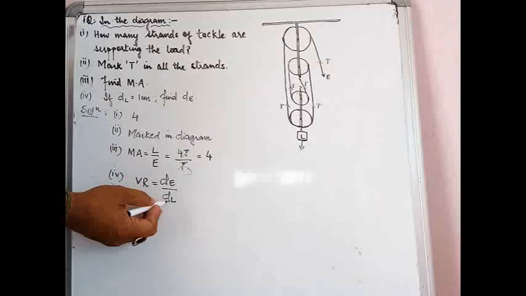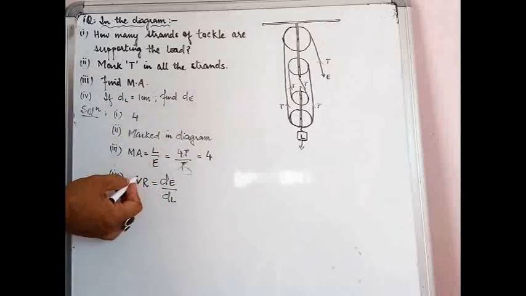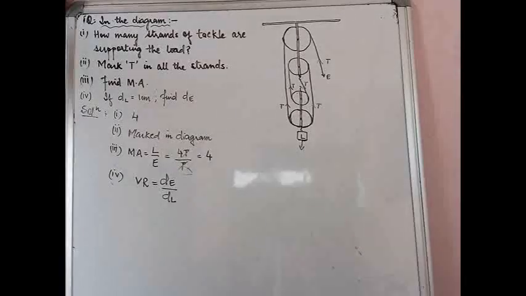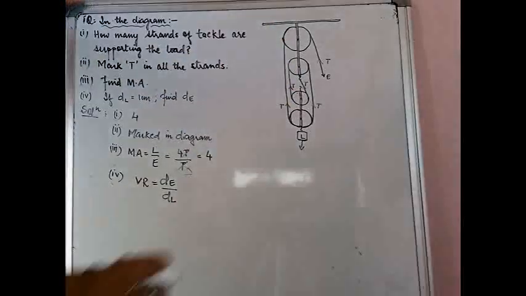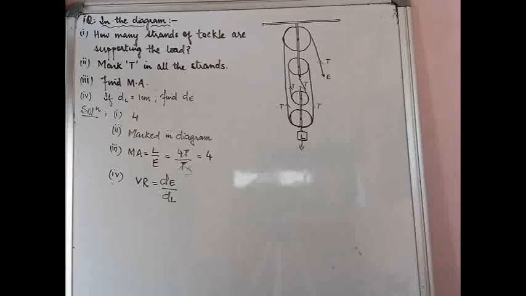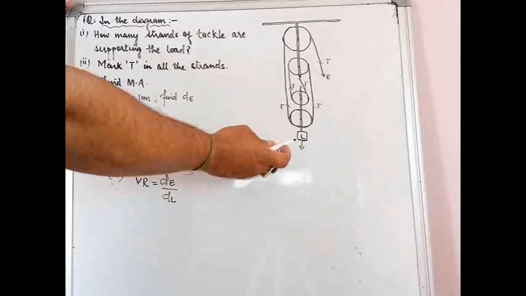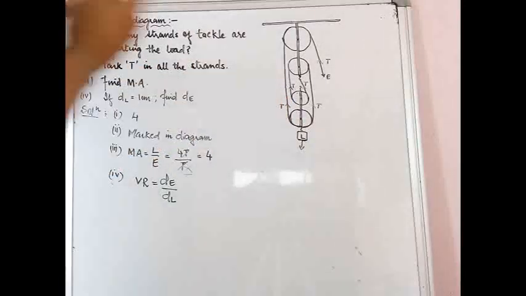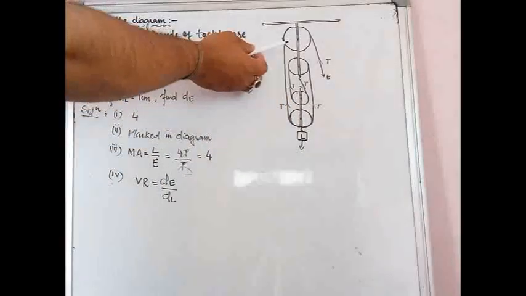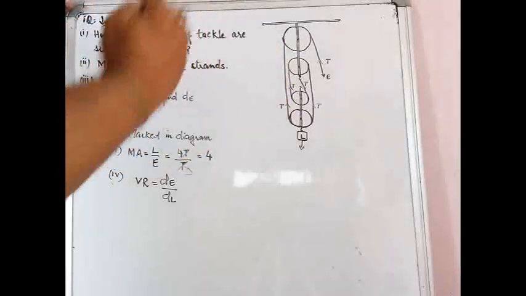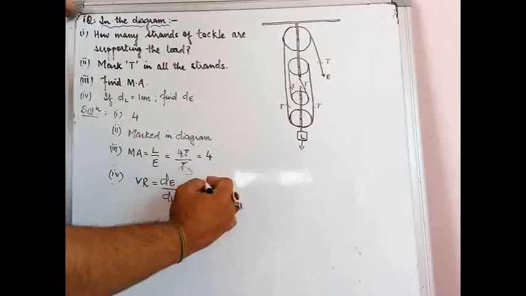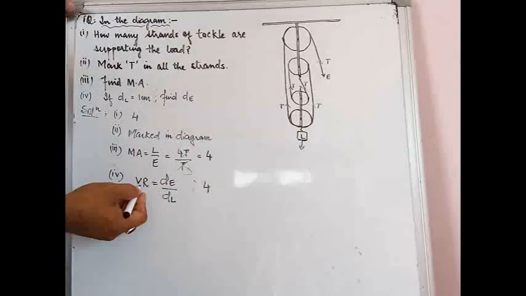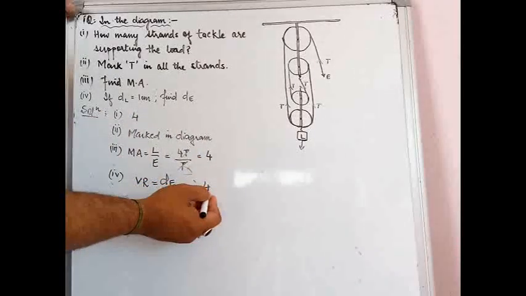dl you already know, dE they are asking, so if you can get VR from this combination, you can easily get your dE. Okay, so again, if you recall, we have already discussed, this is the block and tackle system, and the load is supported by 4 strands of tackle. Okay, and you have 4 pulleys overall, so your velocity ratio value will be 4.